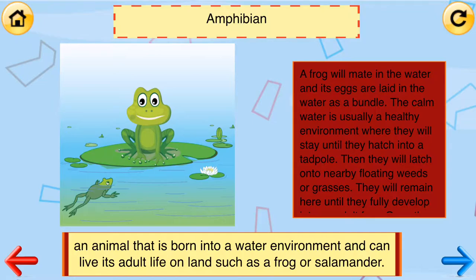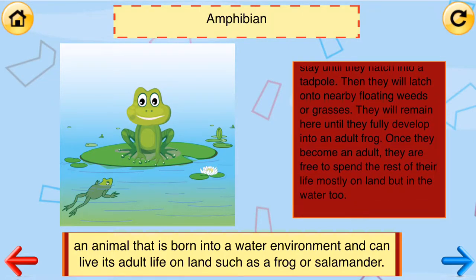The calm water is usually a healthy environment where they will stay until they hatch into a tadpole. Then they will latch on to nearby floating weeds or grasses. They will remain here until they fully develop into an adult frog. Once they become an adult, they are free to spend the rest of their life mostly on land, but in the water too.